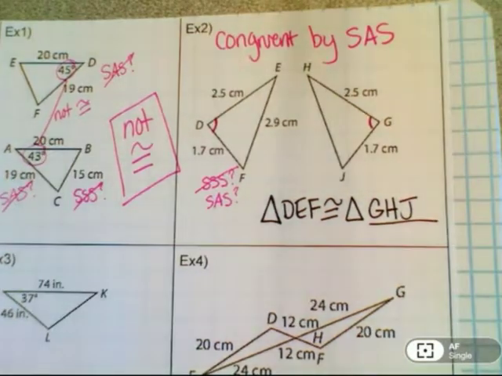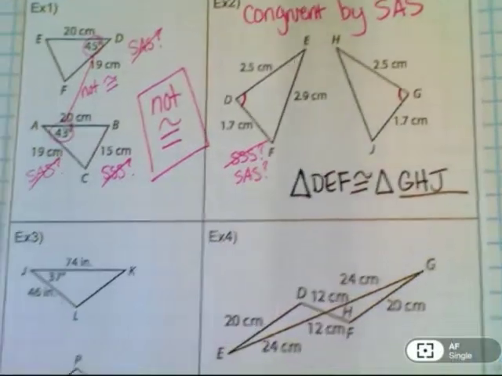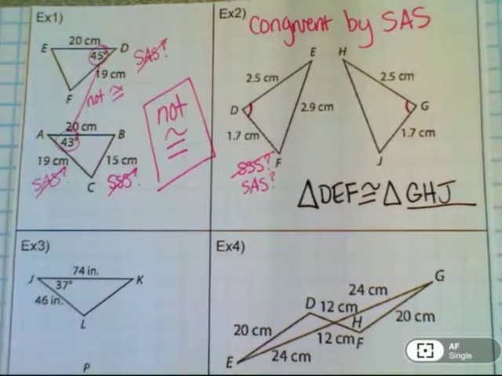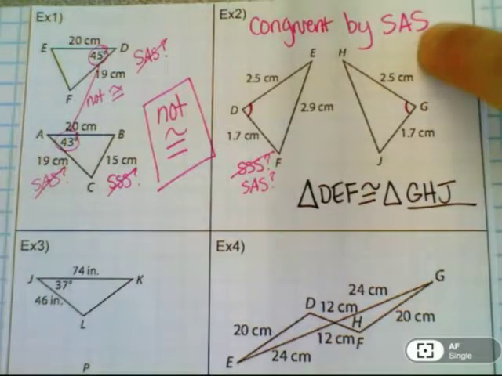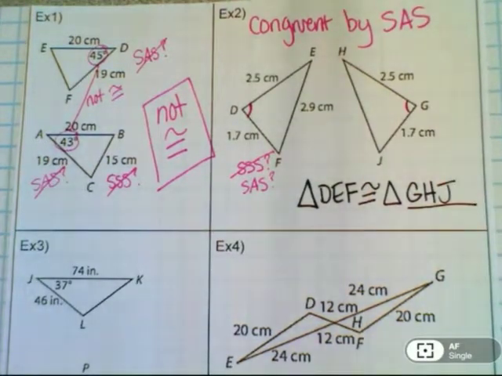So what I'd like for you to do is do the same thing on these other 4 examples. Identify, are they congruent or not? If they are congruent, I want to know what's the shortcut, and I want you to write the congruent statement. So go ahead and pause the video now, finish up those examples, and then come back in a minute to check and see if you got them right.